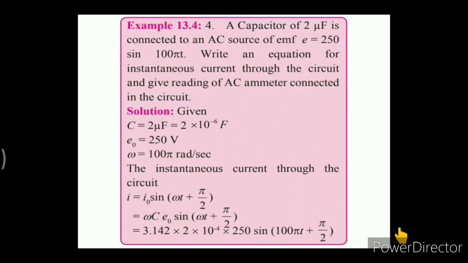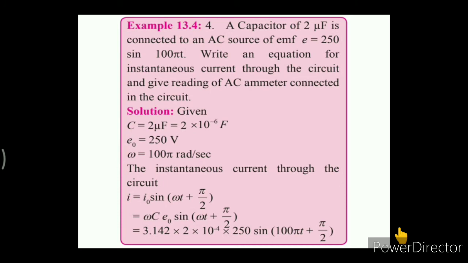Now, let's have example 13.4. A capacitor of 2 microfarad is connected to an AC source of EMF E equal to 250 sin 100 pi t. Write an equation for instantaneous current through the circuit and give the reading of the AC ammeter connected in the circuit.